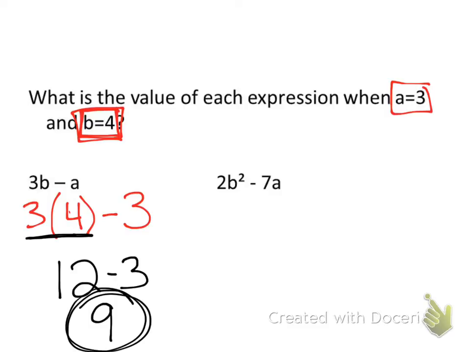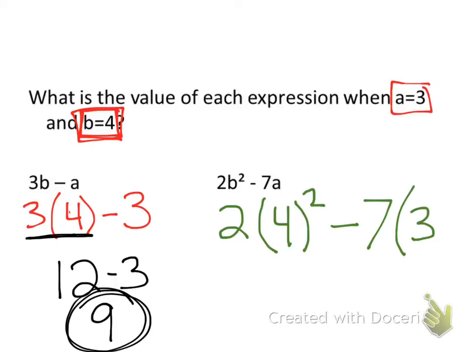What are your questions? Alright, same thing in the back. We have 2 times. B is going to be 4 squared minus 7 times 3. What do I do first?